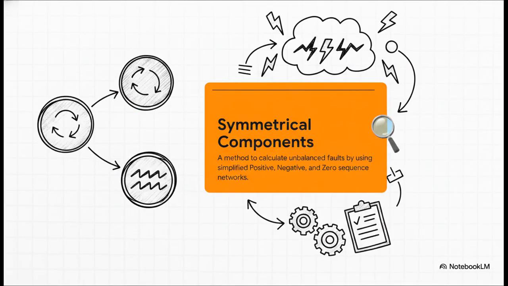But what about those tricky, unsymmetrical faults we talked about? For those, engineers have another powerful tool in their belt called symmetrical components. Think of it like this. Imagine you have a really complex, tangled-up knot. Instead of trying to undo the whole thing at once, you figure out how to separate it into three much simpler, neater knots. You solve each of those, and then you combine the answers to solve the original, big knot. That's pretty much what symmetrical components lets us do for these unbalanced electrical systems.